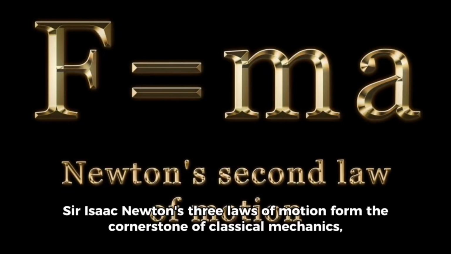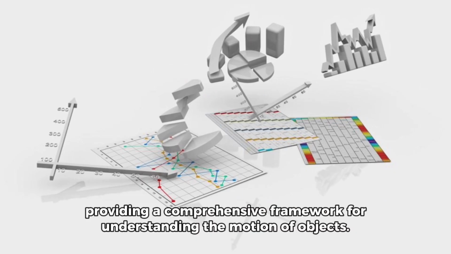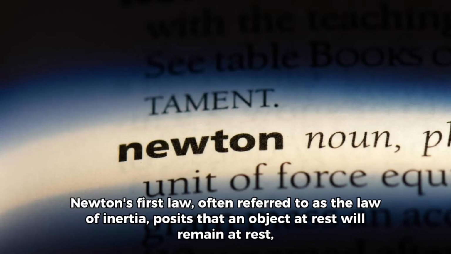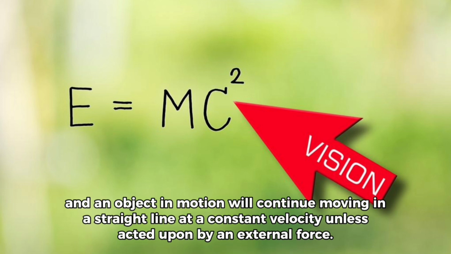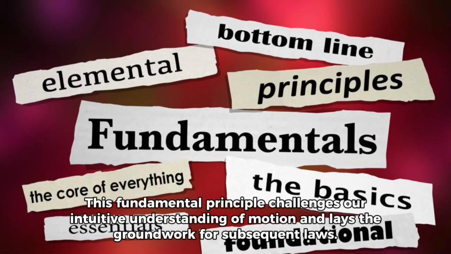Sir Isaac Newton's 3 laws of motion form the cornerstone of classical mechanics, providing a comprehensive framework for understanding the motion of objects. Newton's first law, often referred to as the law of inertia, posits that an object at rest will remain at rest, and an object in motion will continue moving in a straight line at a constant velocity unless acted upon by an external force. This fundamental principle challenges our intuitive understanding of motion and lays the groundwork for subsequent laws.